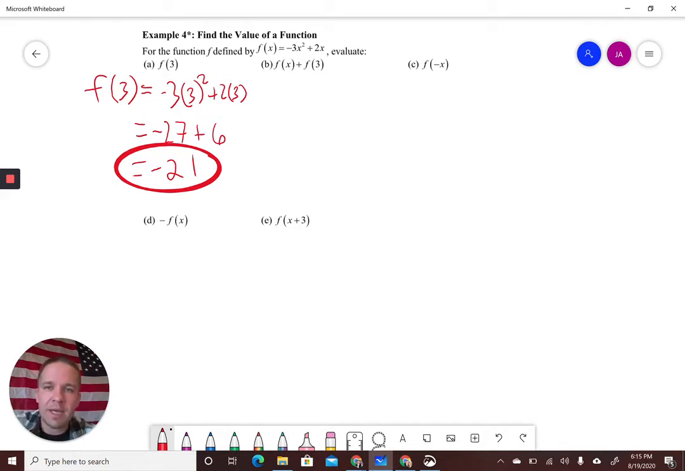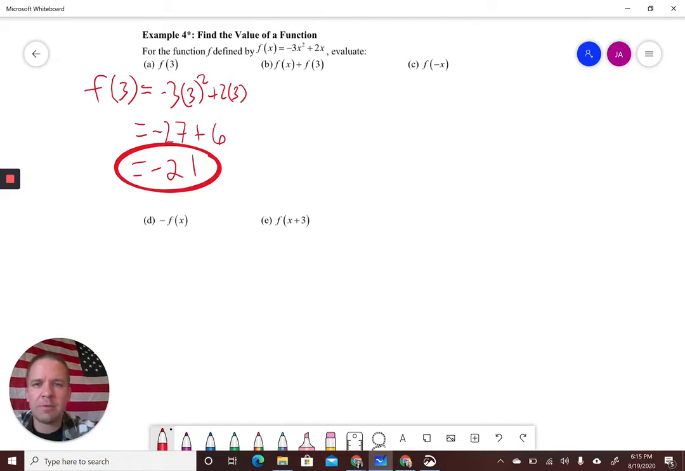All right. The next one, f of x plus f of 3. Well, f of x is just the negative. Actually, I'll go ahead and write the f of x plus f of. Why am I doing that? I don't know why I'm being redundant here. That is ridiculous.